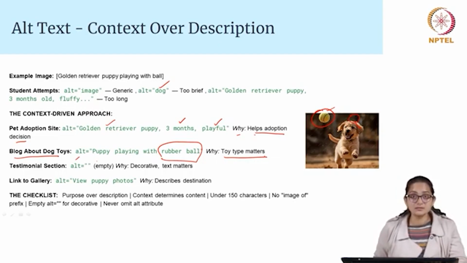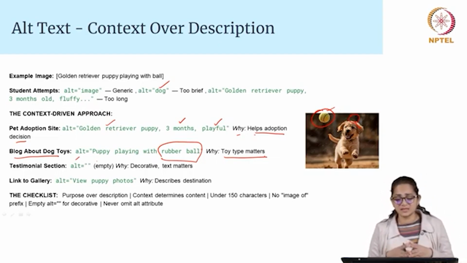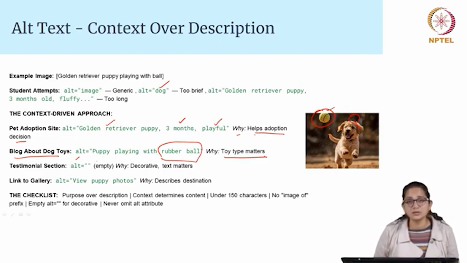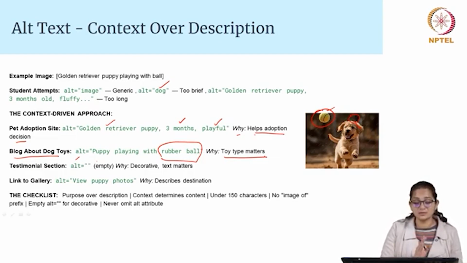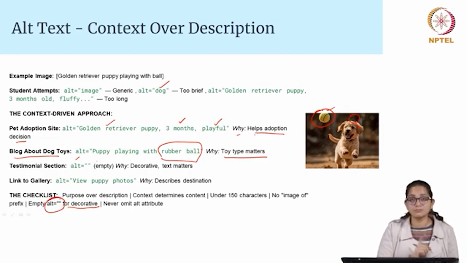So the checklist is that the purpose has to be always over and above description. Context determines content, and try to keep it under 150 characters if it is not too verbose. There's no need for an "image of" prefix. Always use empty alt text for decorative images. Never omit the alt text attribute. Even if it is decorative, always use the empty double quotes. Put the attribute. Okay, this is very important.